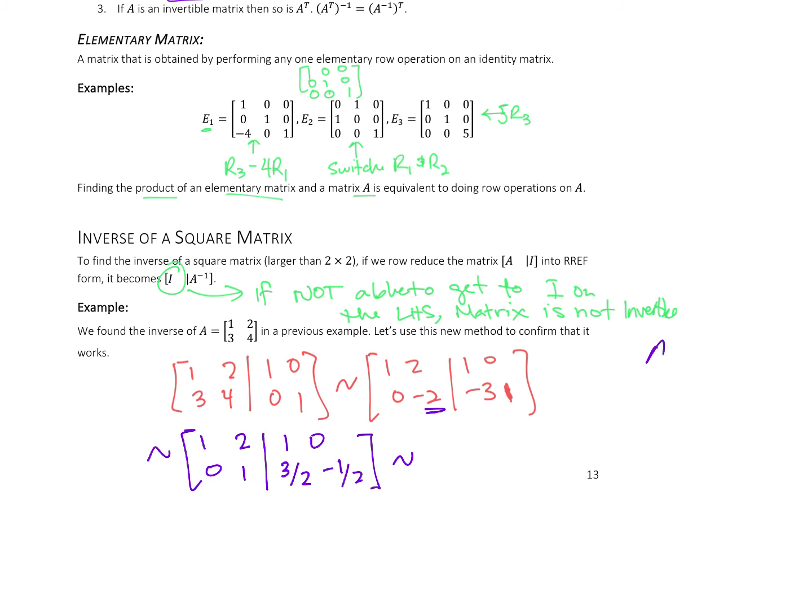Oh, it probably would have helped if I wrote down what our inverse was from the previous slide, so we can see if it matches. 1, 3/2, -1/2. All right, okay. Last row operation, we're going to use row 2 to eliminate the 2 in row 1. Get 1, 0, 0, 1. Yay, we got down to our identity.